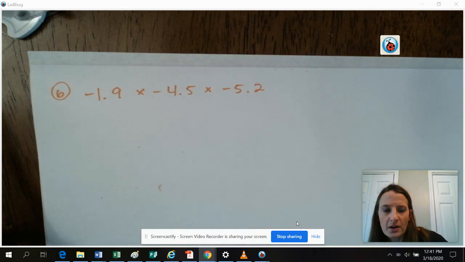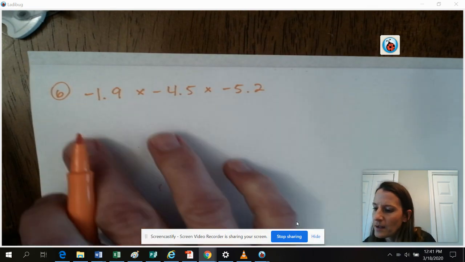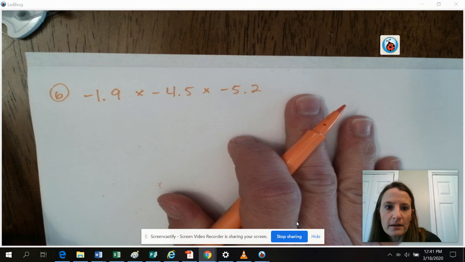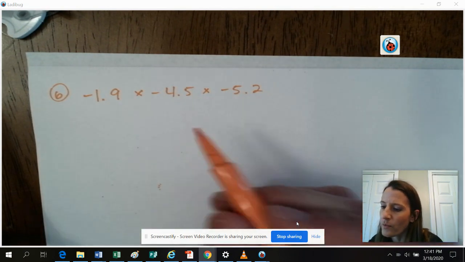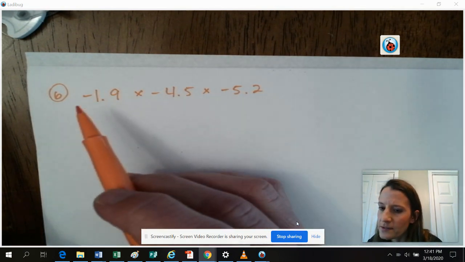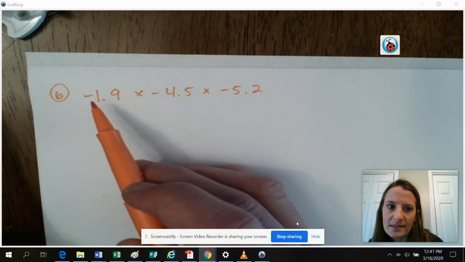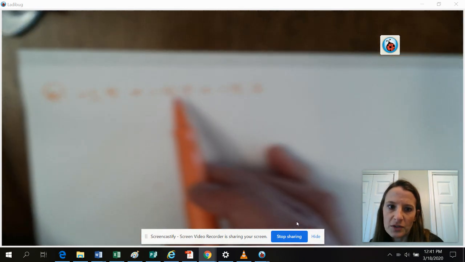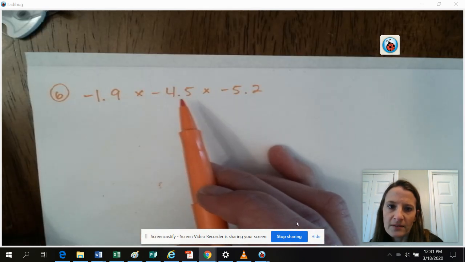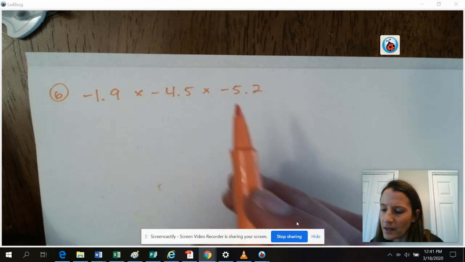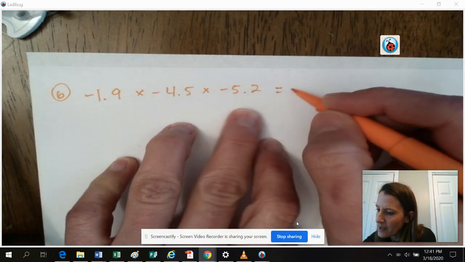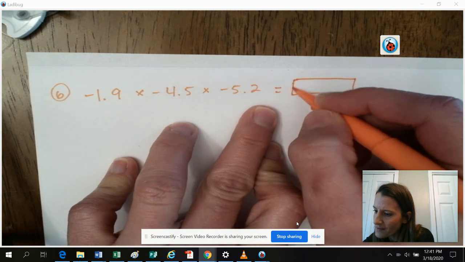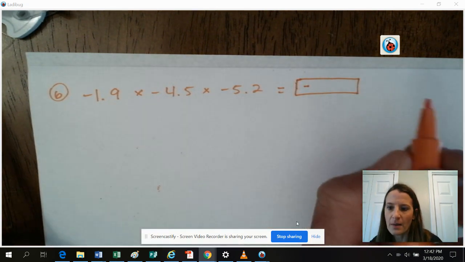One thing we need to talk about is multiplying rational numbers, these negative decimal numbers. So the first thing I like to do is look at my sign. What will my sign be? I have a negative times a negative, which is a positive, and a positive number times a negative number will be a negative number. So I know my answer will be negative, and I'm not going to worry about the signs anymore. My answer is negative.